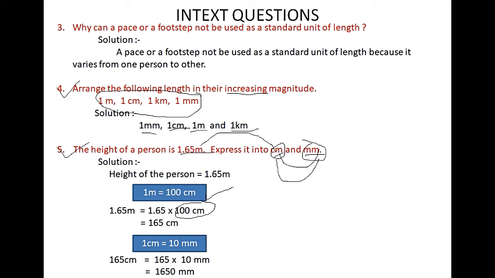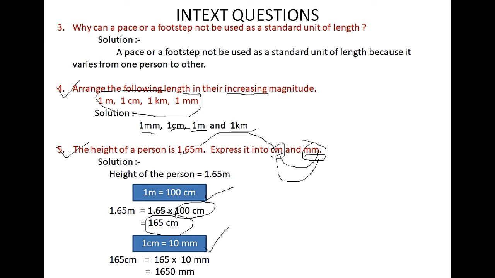We know the value of 1 meter: 1 meter is equal to 100 centimeter. So for 1.65 meter, 1.65 into the value of 1 meter, which is 100 centimeter, is equal to 165 centimeter. By keeping this as input for the next conversion, we are going to convert 165 centimeter into millimeter. What is the formula connecting 1 centimeter and millimeter? 1 centimeter is equal to 10 millimeter.